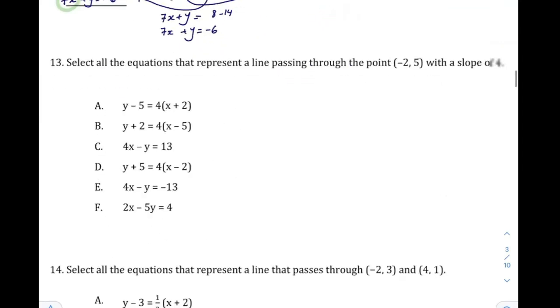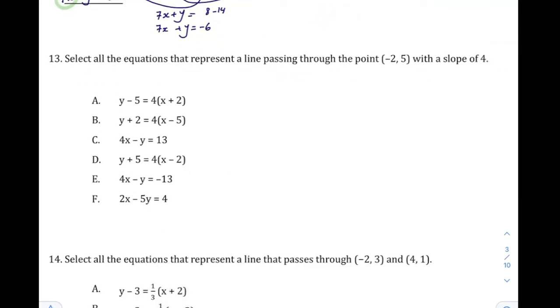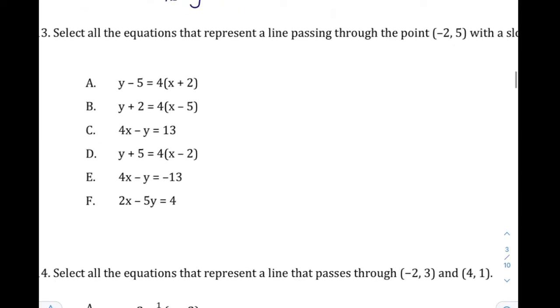Select equations that represent a line passing through negative 2, 5 and slope 4. Now, slope 4. Most of them, you can see, have slope 4. Yeah, this is slope 4, this is slope 4, this is slope 4, but some of them are applied in a wrong way. So what shall I do?